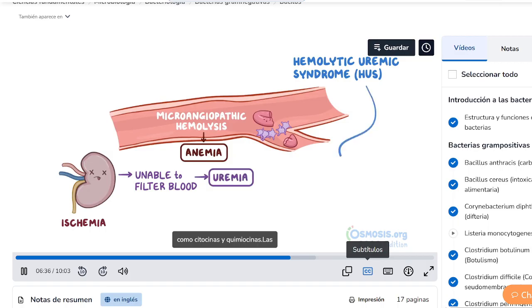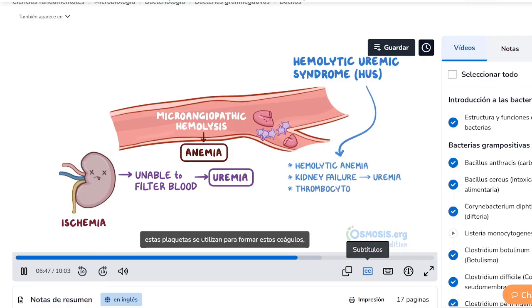Then HUS is a combination of hemolytic anemia, when red blood cells are being overly destroyed, kidney failure due to destroyed glomerular cells that results in uremia or high levels of blood urea, and thrombocytopenia, meaning low platelets.